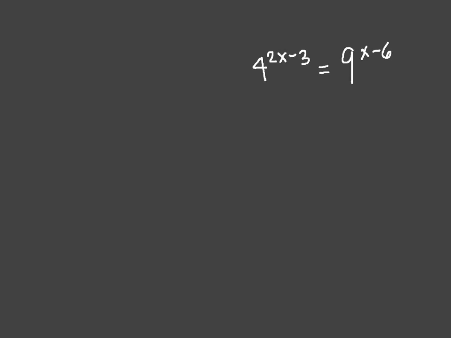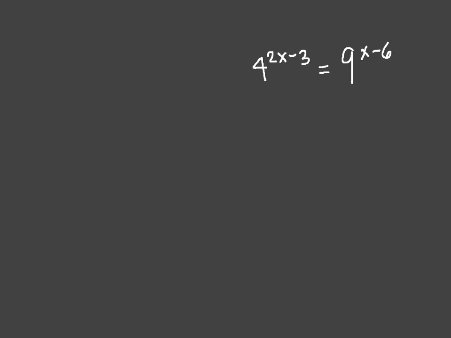So what if we had a scenario like this? This is very similar to the first problem, except I changed the 8 to a 9. We don't have the opportunity to rewrite these with the same base anymore, so you need to take a different approach to solve this exponential equation. So notice that the x's are in the exponent right now, and in order to get them out of the exponent, we can take the log of both sides.